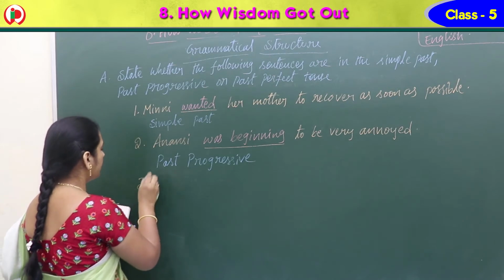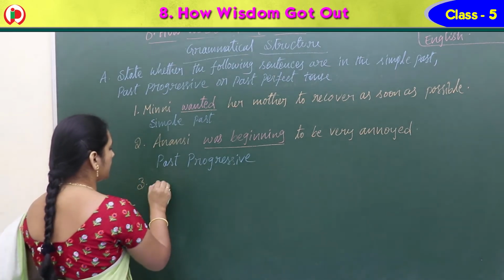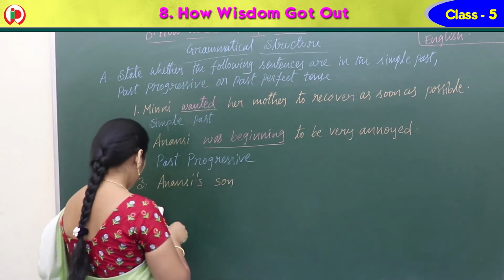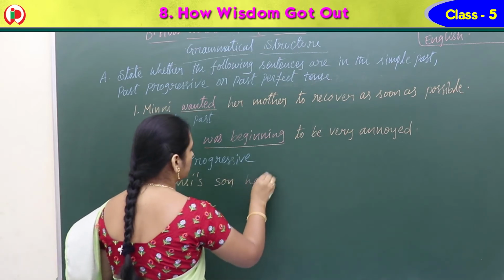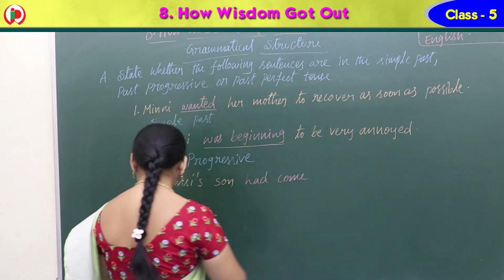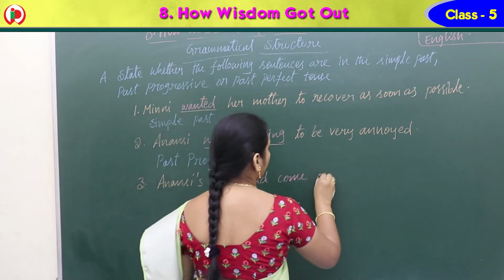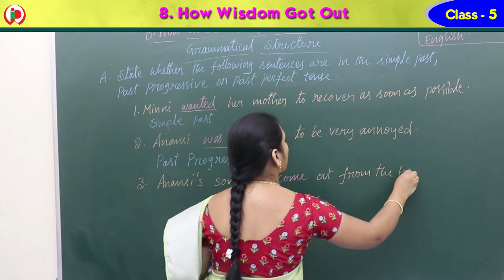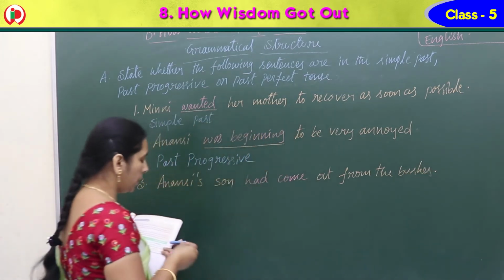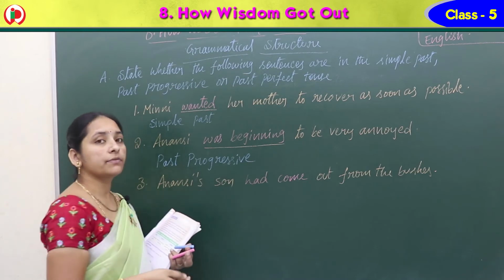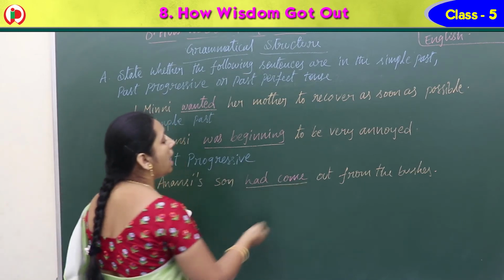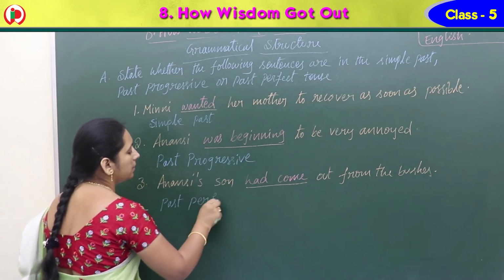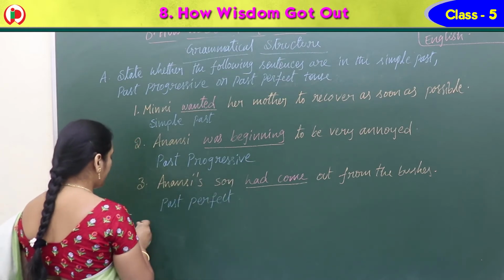Okay? And see the third one, what do we have? Anansi's son had come out from the bushes. Had come out from the bushes. So what do we have here? Had plus V3 means that is compulsory past perfect. Had, if we get it, that is past perfect.